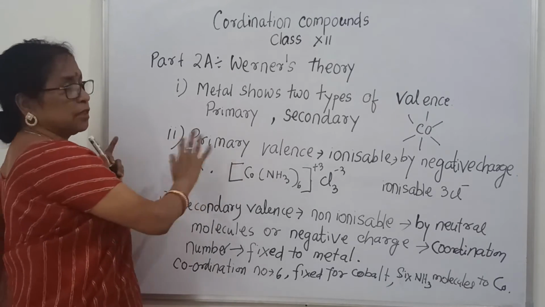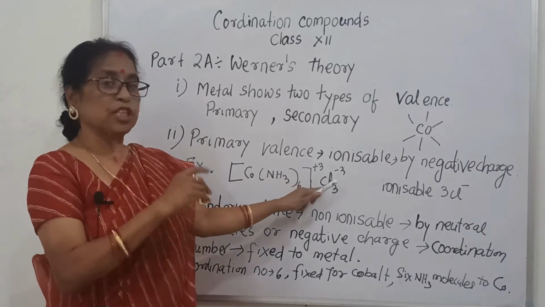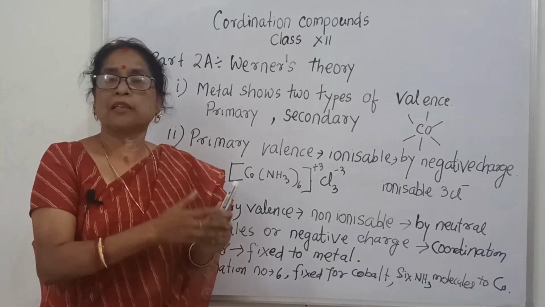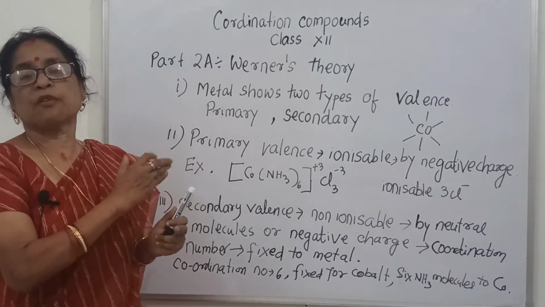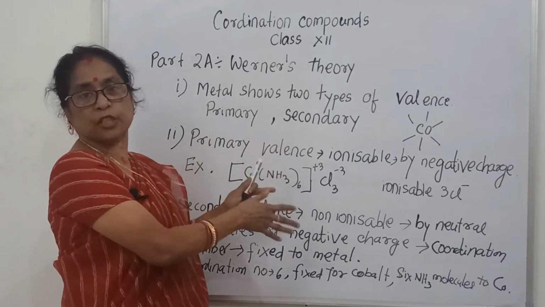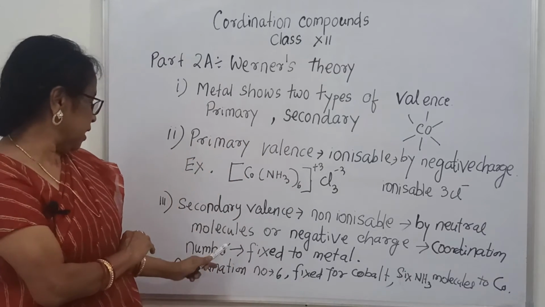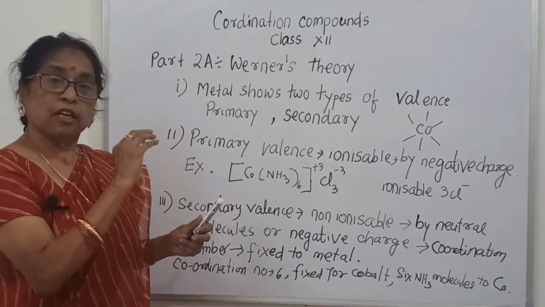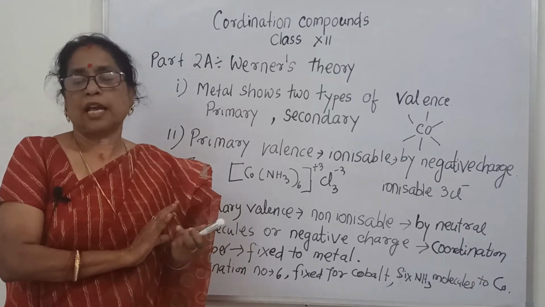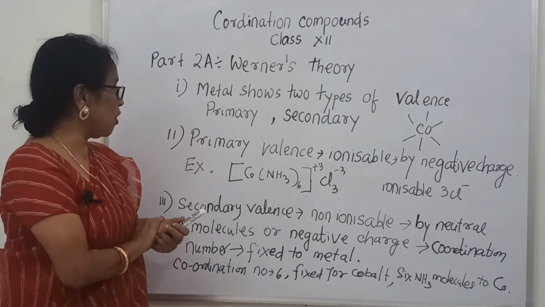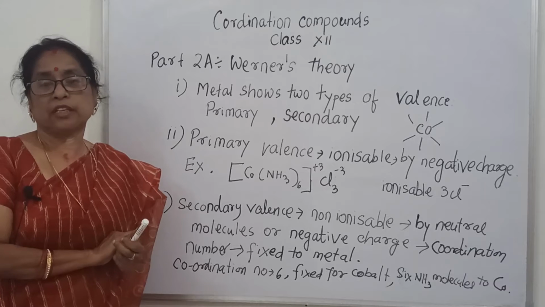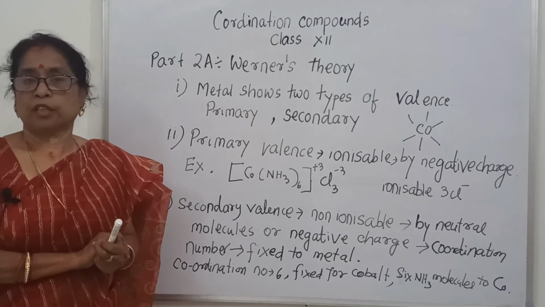What is primary? This one is clear: the outer side which is present, that is called primary. Inside it, the number of anions or ligands or neutral molecules present is called the coordination number. The coordination number is always fixed for a metal, and these ligands may be anions or neutral molecules. After that we will proceed to the remaining theory of Werner's coordination theory.